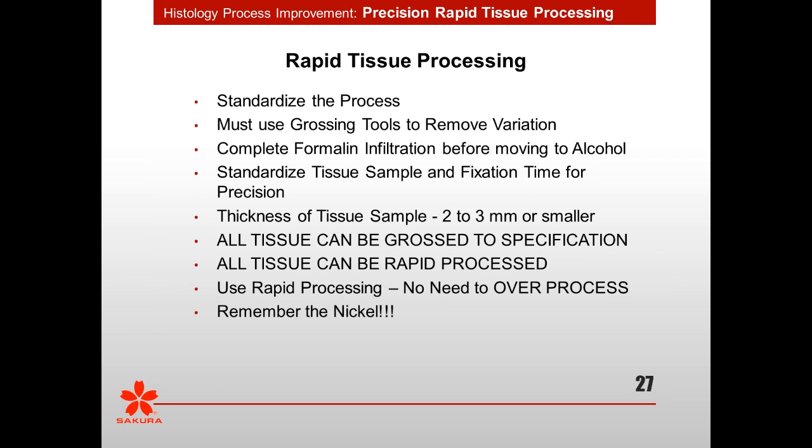The goal is thickness of the tissue sample 2 to 3 millimeters or smaller. And probably I'm going to give some leeway to 2 to 3, but I'm going to say your goal is 2 millimeters or less. All tissues can be grossed to this specification. There isn't a tissue sample that you cannot gross to the 2 millimeter or less specification.